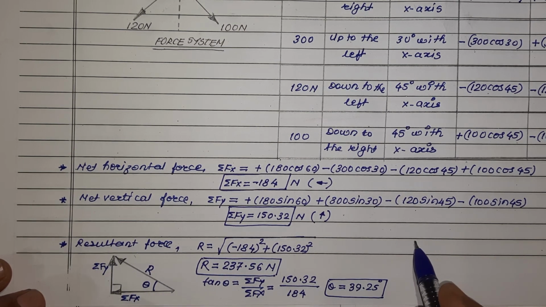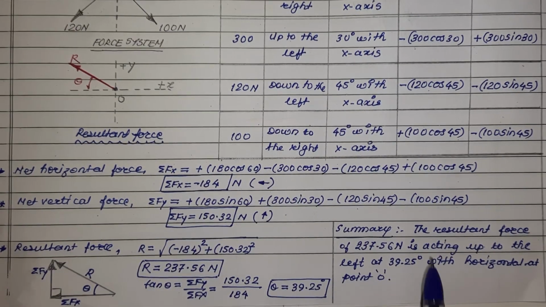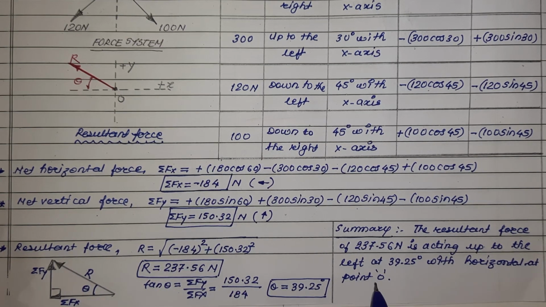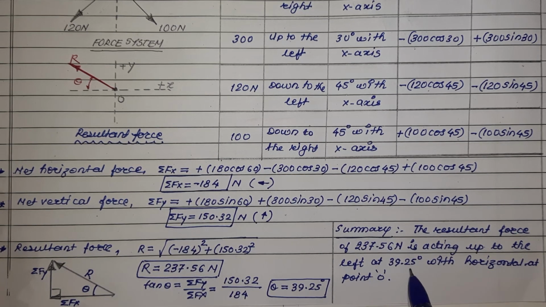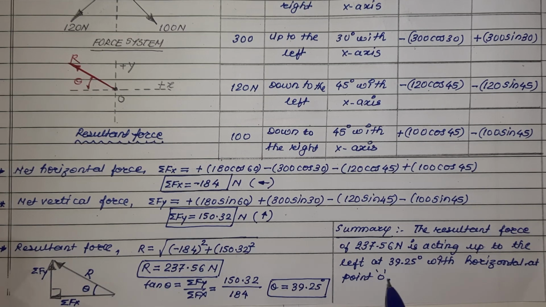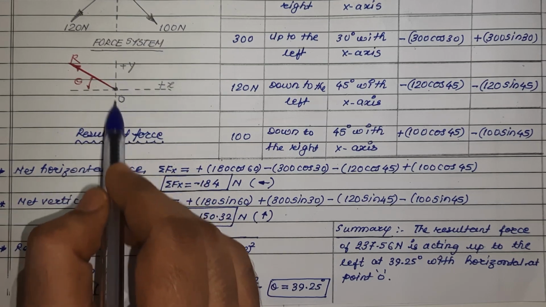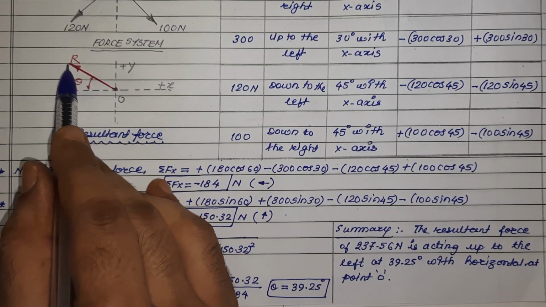Okay, so in the summary we will mention this sentence. Thus in the summary it is mentioned that the resultant force of 237.56 Newton is acting up to the left at 39.25 degree with horizontal at point O. So here, to explain a force, we need to mention magnitude, its direction, that is up to the left at 39.25 degree inclination, and its point of application, that is point O. This can be shown in the form of a diagram. This is x-axis, this is y-axis, this is the origin, and this is going to be the resultant force.